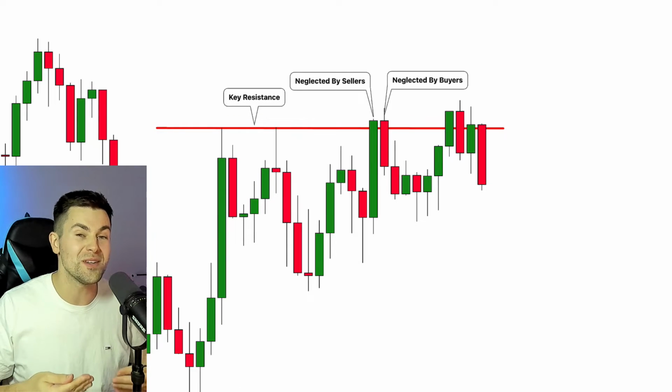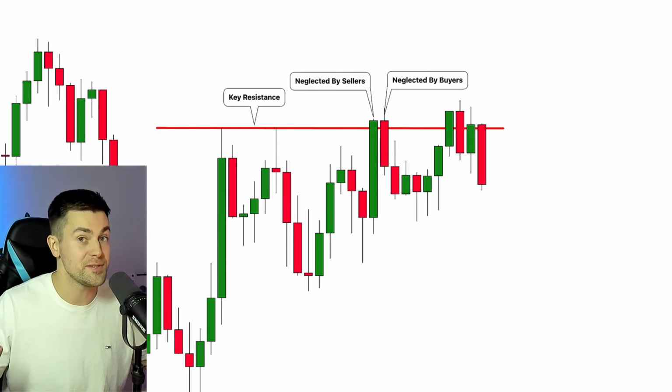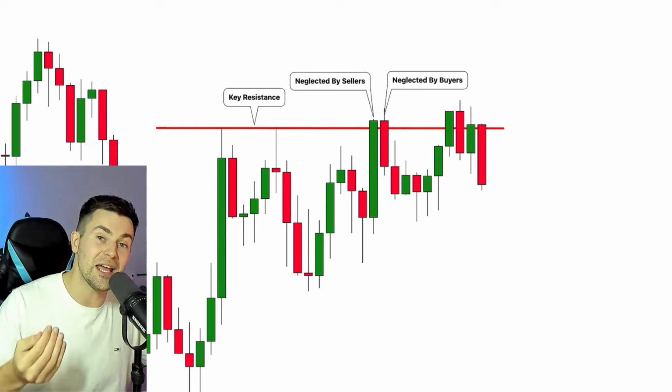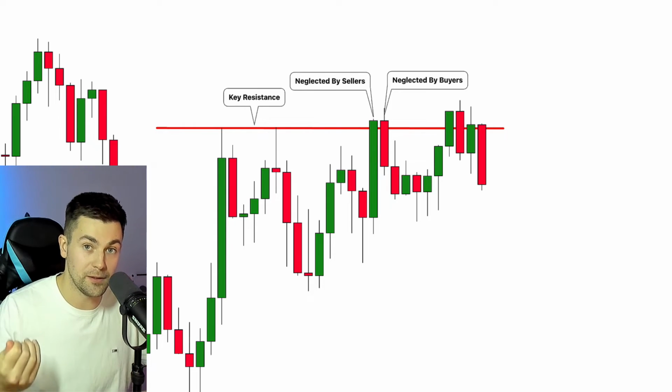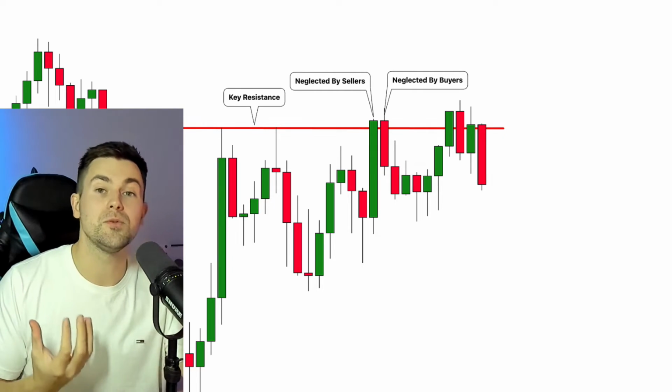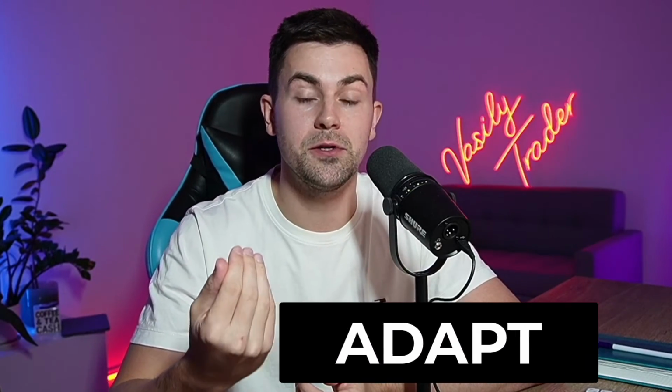That structure was neglected both by the sellers and then by the buyers, and for that reason, that key resistance lost its significance. This level is not a key level anymore, and for that reason you should not rely on that in future. Key supports and resistances lose their significance with time, and your job as a trader is to be flexible and to adapt to changing market conditions, constantly updating your analysis.